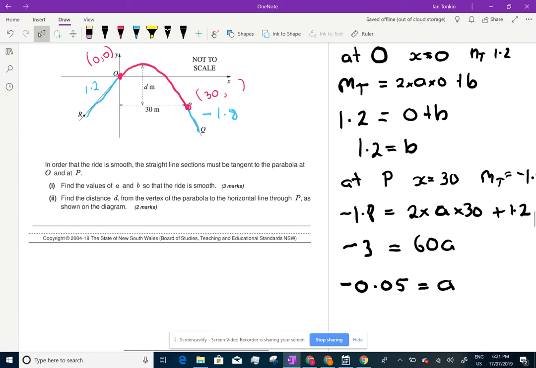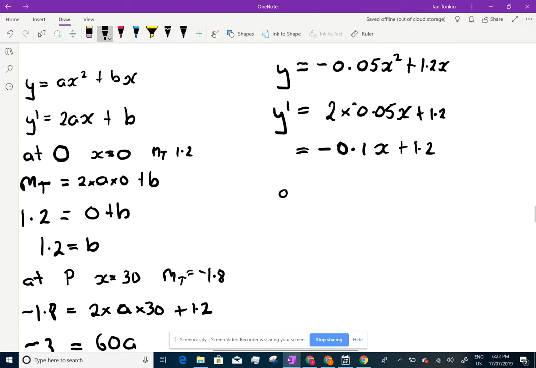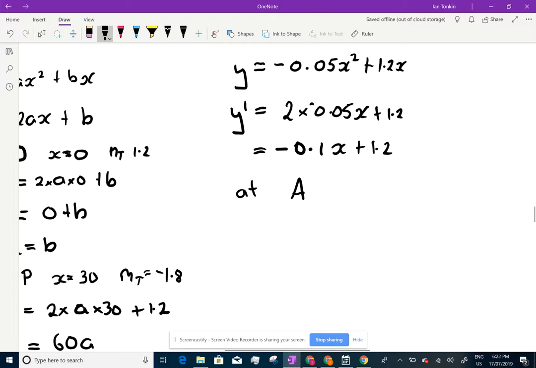Now, the second part, I need to find the distance. Well, I can find the y value here by just substituting 30 into my equation. So finding this bit is easy. Finding this bit, however, how am I going to find out how high it is? Well, we know that the tangent there will have a gradient of 0 because it's a top, the vertex. So here we go. At, well, it hasn't got a value, so we'll call it A. At A, the gradient of the tangent must be 0.